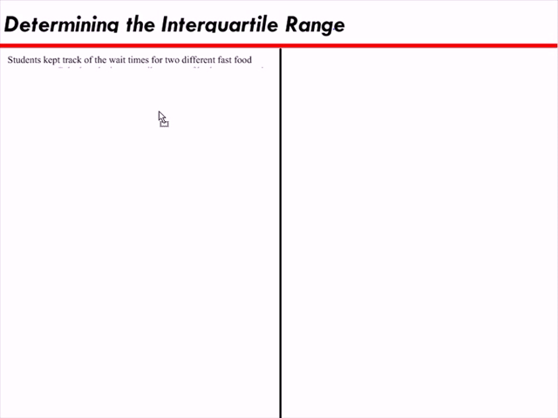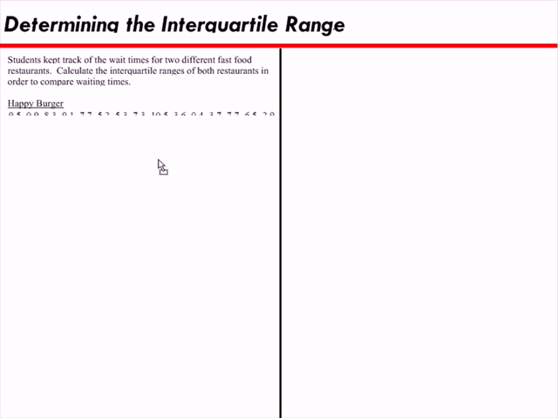Students kept track of the wait times for two different fast food restaurants. Calculate the interquartile ranges of both restaurants in order to compare waiting times. So I've been given the wait times for one restaurant, and you're going to get the wait times for the other restaurant, and we'll work together to compare which one has the faster waiting times.